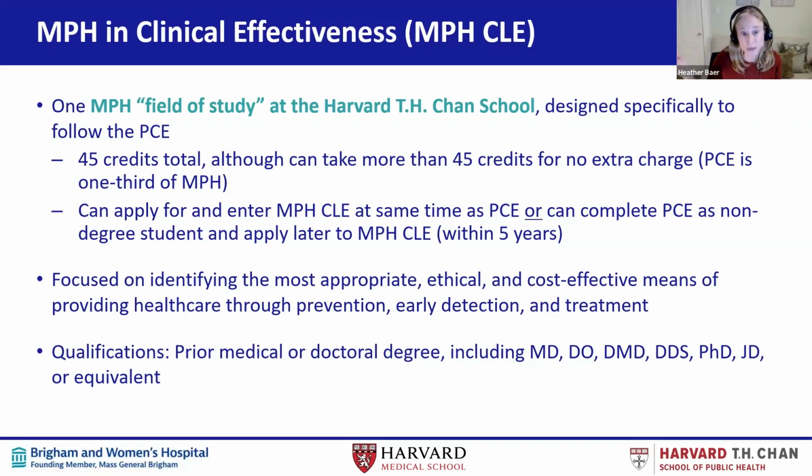You actually can go over that, so you can take additional classes if you want for no extra charge, but at a minimum, students need to take 45 credits. And so we said that the program in clinical effectiveness is 15 credits, so the PCE is essentially 1/3 of the MPH.